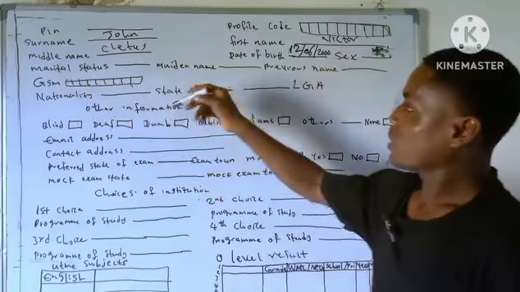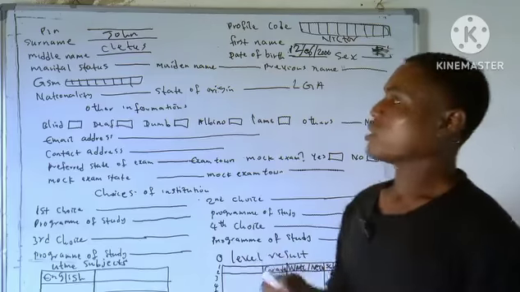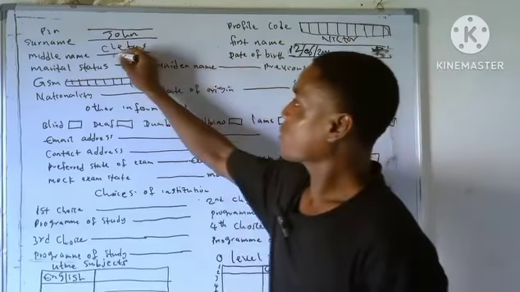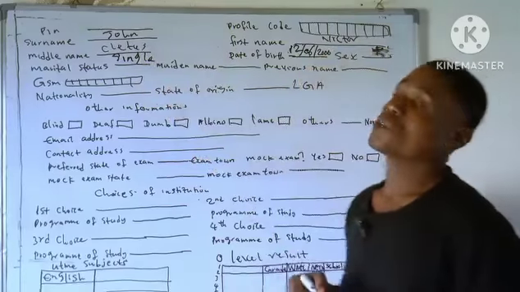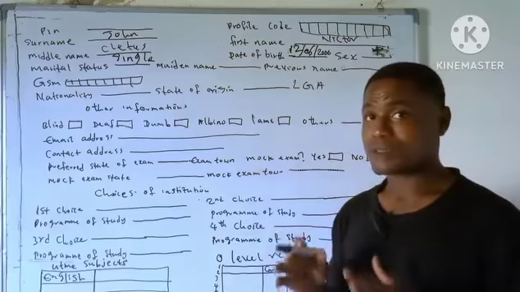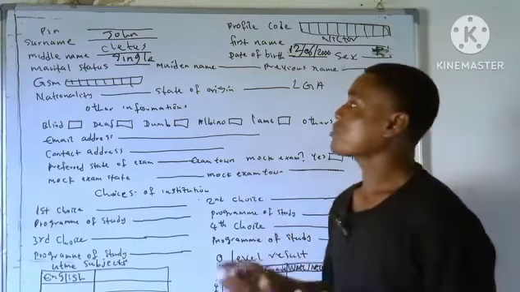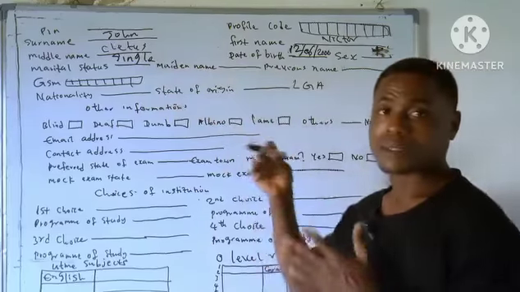Marital status. Are you married or single? I know you are single, so just write single. Make sure you fill everything with capital letter. Are you getting it? Fill everything with capital letter. So you write single. If you are married, you write married.